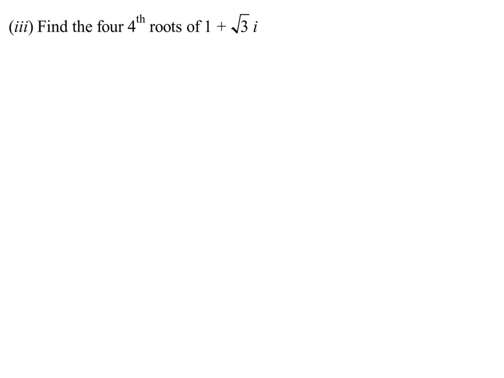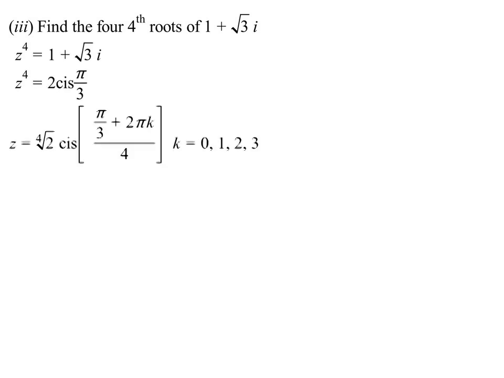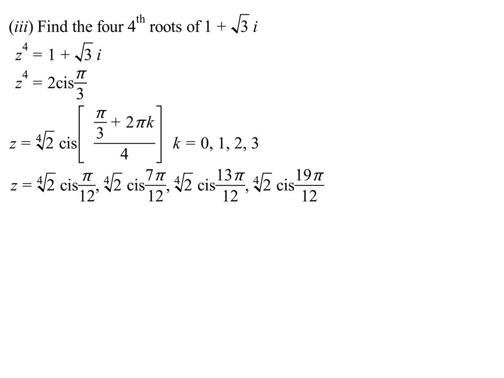I have to find the 4 roots of 1 plus root 3i. Put it into mod arg, I get 2 cis pi on 3. They'll be divided by 4. In this case, I didn't worry about the plus or minus because 1 plus root 3i is not a real number, so they're not going to be in conjugate pairs, so it doesn't really matter. I could still do plus or minus 1. I mean, it doesn't matter. There are my 4 solutions.